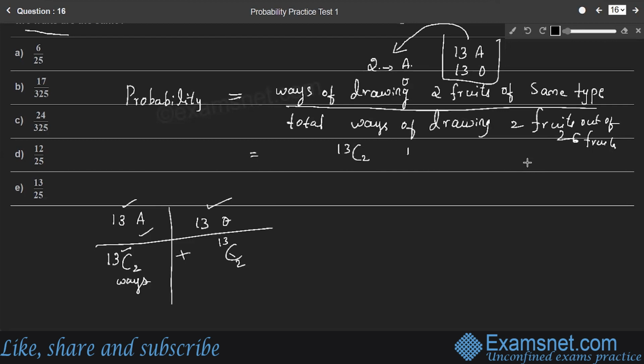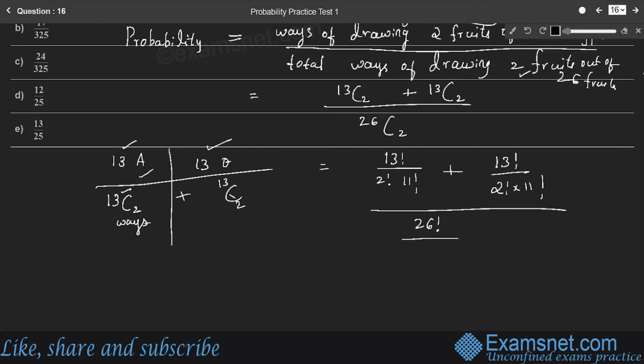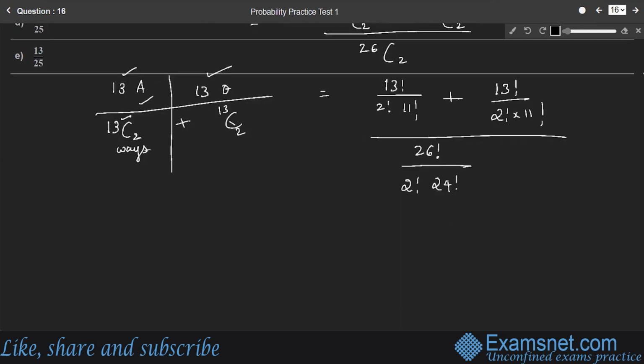In 13C2 plus 13C2 ways, divided by total ways of drawing 2 fruits out of 26 fruits, which is 26C2. In 26C2 ways, we can draw 2 fruits, right? Maybe they are of the same type or may not be, right? Here, 13C2 is nothing but factorial 13 by 2 factorial into 13 minus 2, which is 11 factorial, plus factorial 13 by 2 factorial into 11 factorial, divided by 26C2, which is 26 factorial divided by 2 factorial into 26 minus 2, which is 24 factorial. Therefore, we can write 13 factorial by 11 factorial as 13 into 12.